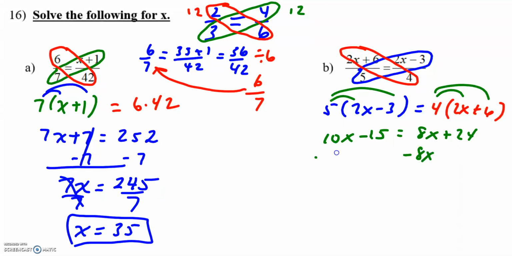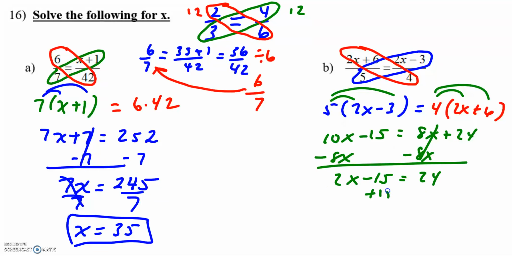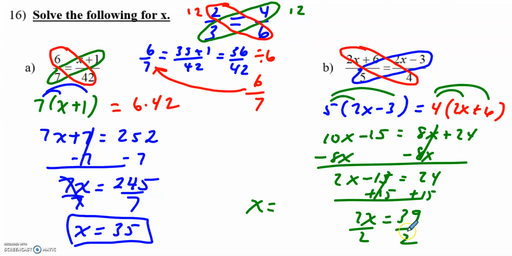I'm going to subtract the 8x over. 2x minus 15 equals 24. Add the 15. 2x equals 39. So if I divide by 2, my answer is not perfect, but 39 divided by 2 isn't too bad. You get positive 19.5.